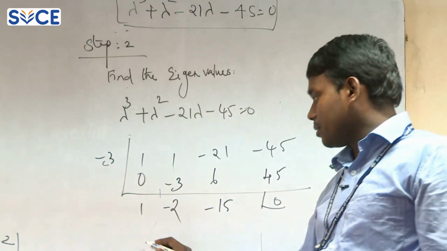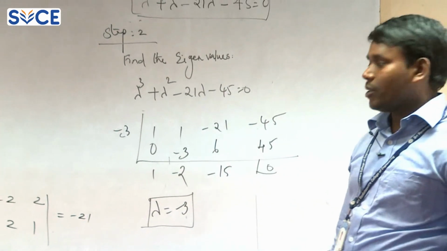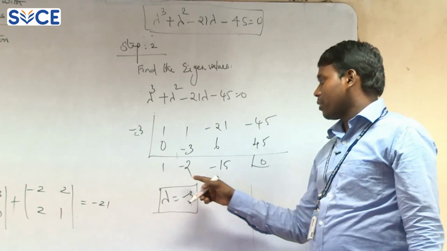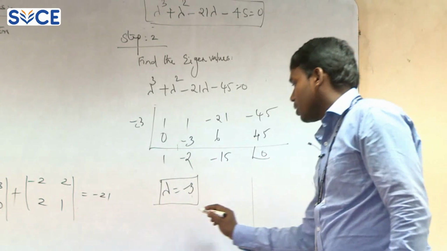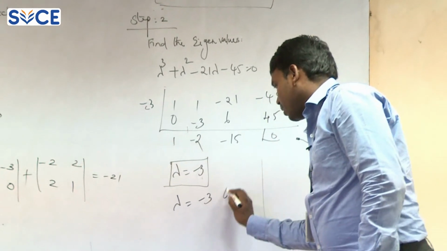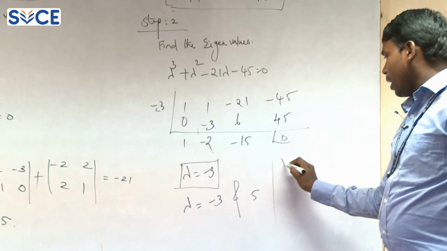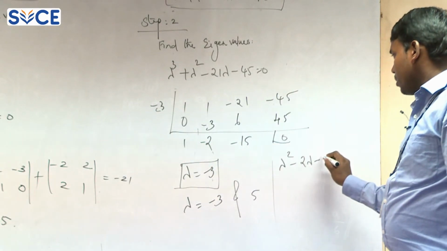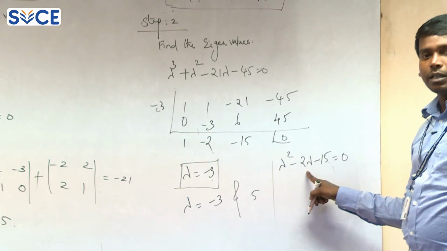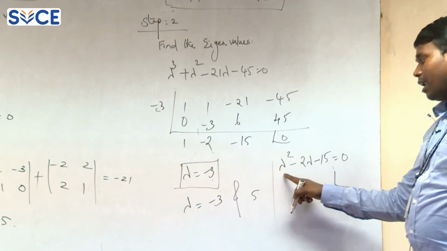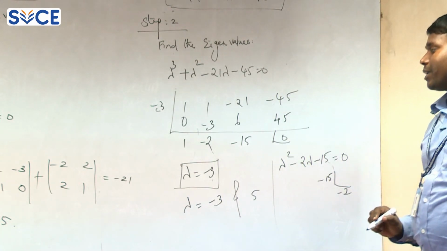So the first eigenvalue is lambda equal to minus 3. Now we have to find the remaining 2 eigenvalues by the quadratic method. That is, multiply the last 2 terms, add for the middle term, so the remaining eigenvalues are minus 3 and 5. Very simple concept: this is nothing but lambda square minus 2 lambda minus 15 equal to 0. Last 2 terms multiplication is minus 15, middle term addition is minus 2.